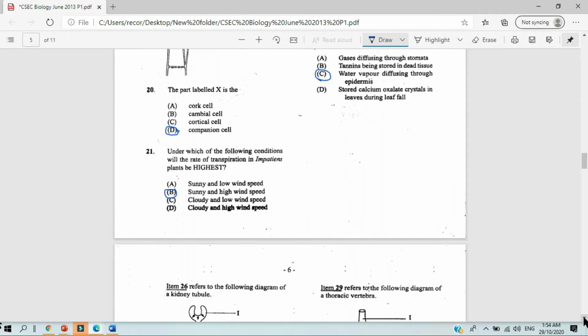Question 21. Under which of the following conditions will the rate of transpiration in impatiens plants be the highest? Alright, so on a sunny day, you're going to have your stomata open. Outside of that, the whole effort of cooling the plant, then the water will be coming up into the plant, and wind of course is going to cause those water molecules to move much faster. So your answer here is going to be B for 21.